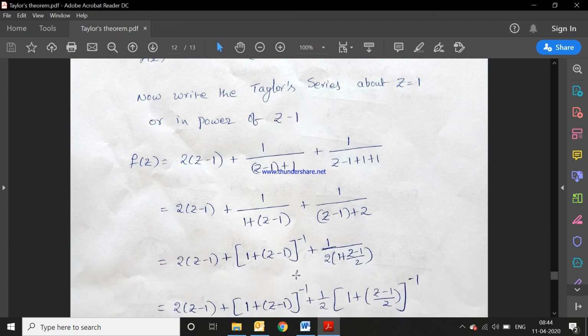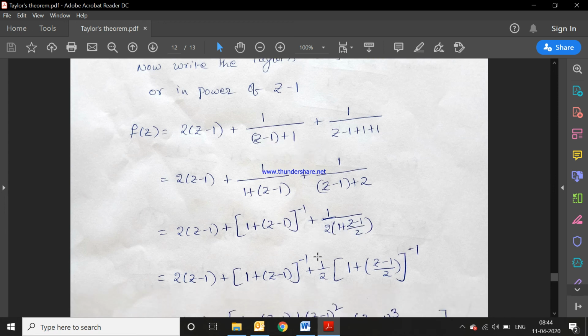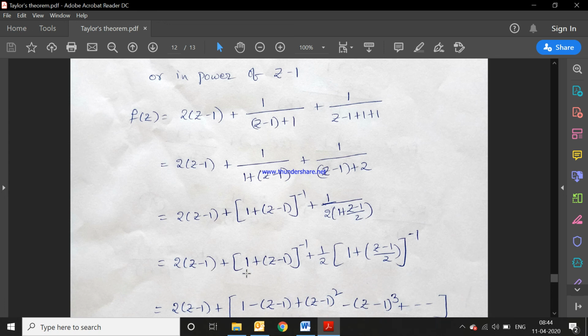If you want to write an expansion for (1 + z) to the power minus 1, then the term must be in terms of the 1 + z form only. But here it is z + 2, so you need to make the constant 1. That's why we take 2 common. We get 1/2 times 1/(1 + (z − 1)/2), and the other term is 2(z − 1). This is an expansion in the form of (1 + z) to the power minus 1.